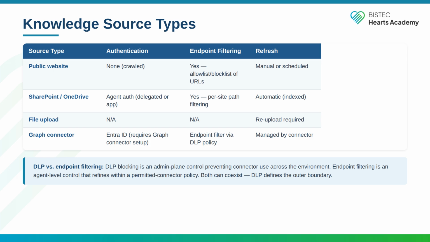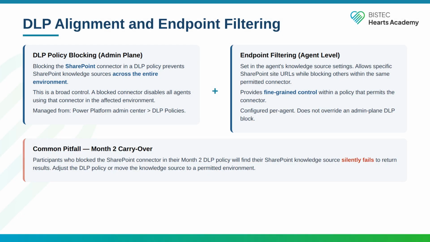The most common knowledge source problem following month 2 is a DLP policy that blocks the SharePoint connector, causing SharePoint knowledge sources to fail silently. There is no error message in the agent. The knowledge source simply returns no results. The agent continues operating as though nothing is wrong, but it is drawing on no information.